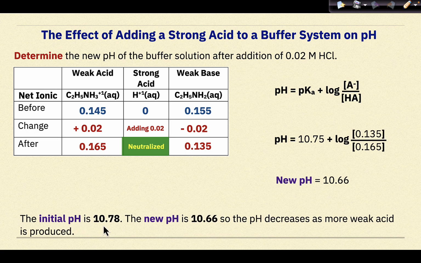So the initial pH is 10.78. The new pH is 10.66. So the new pH decreases slightly as more weak acid is produced.